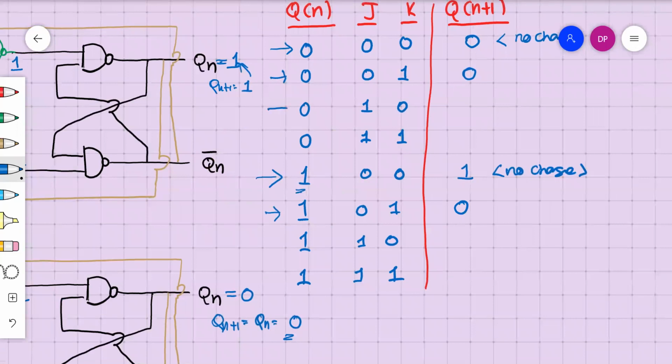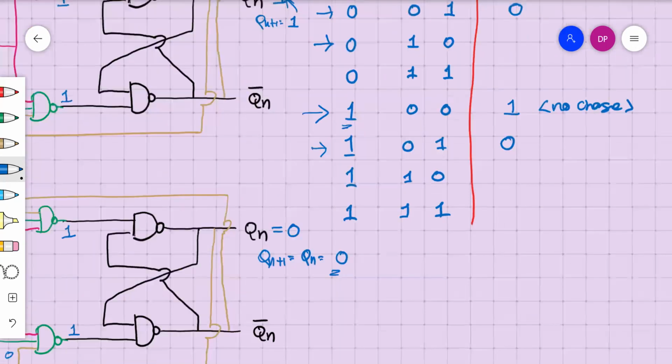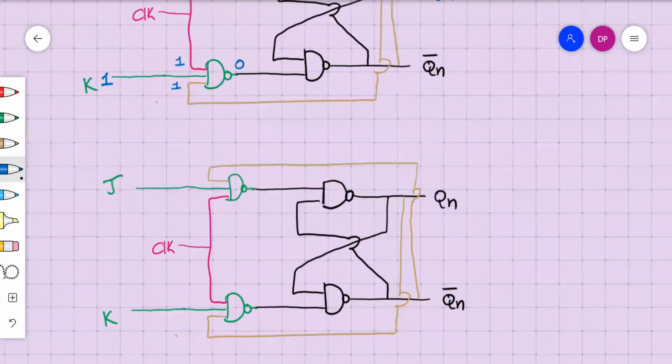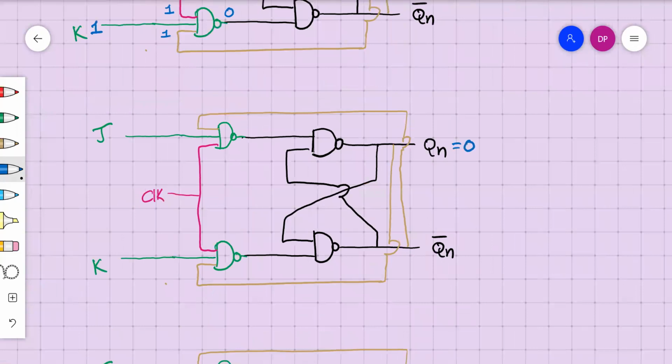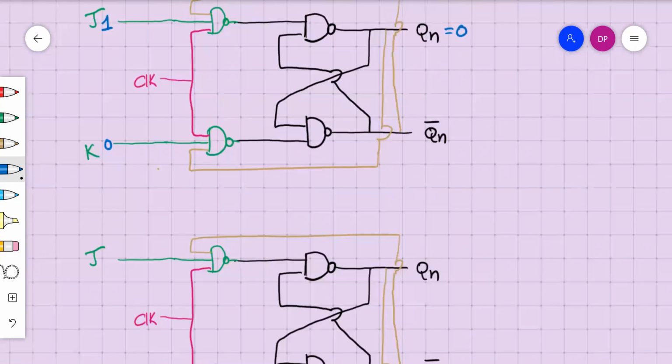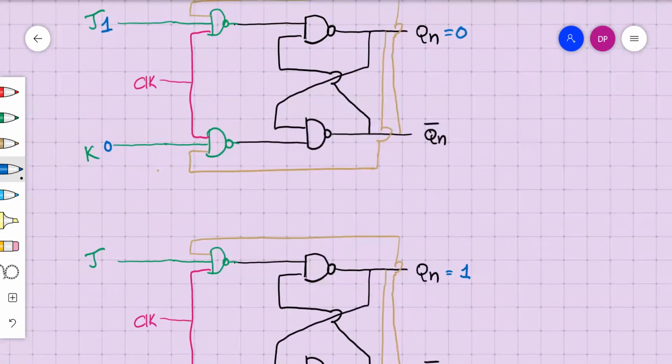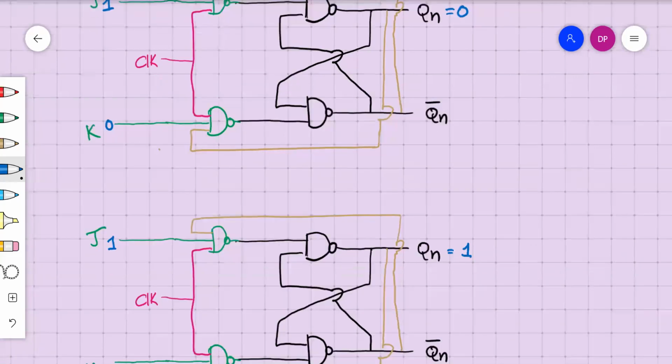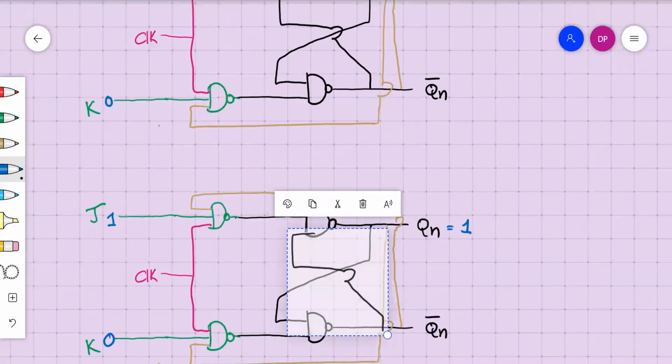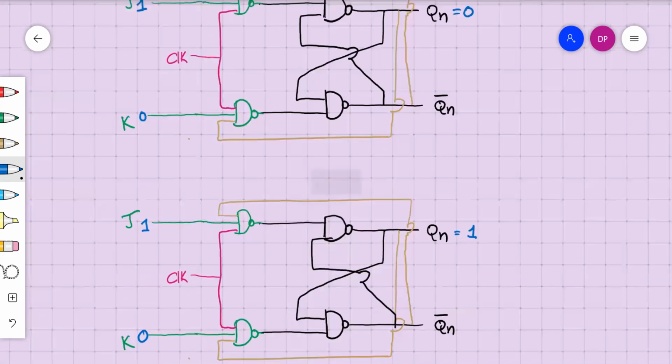Now coming to this, I will take Qn to be 0 and JK to be 1, 0. In the next one, I will take Qn to be 1 and JK to be 1, 0. So let's do it simultaneously.